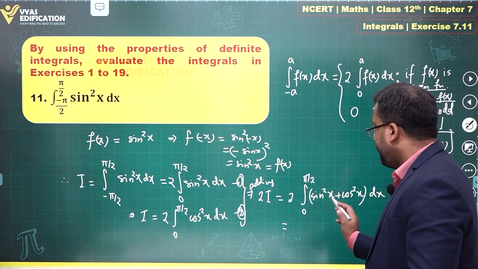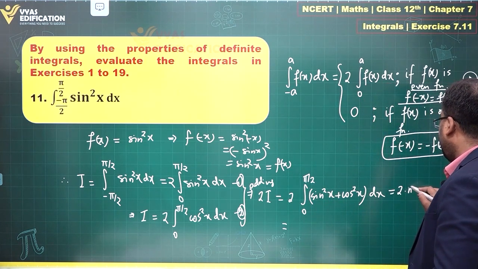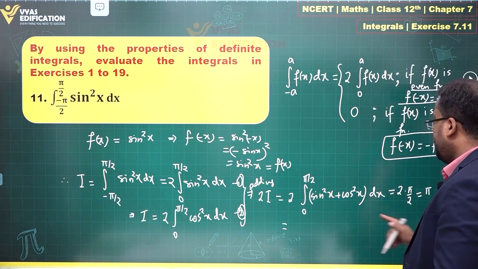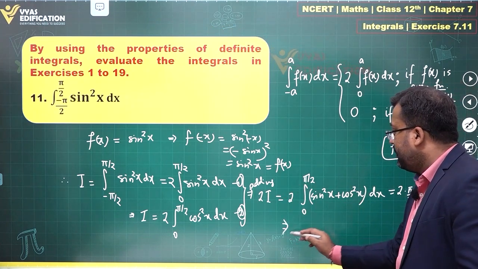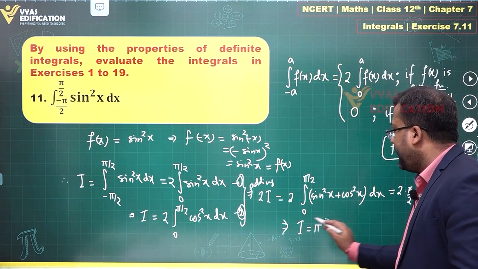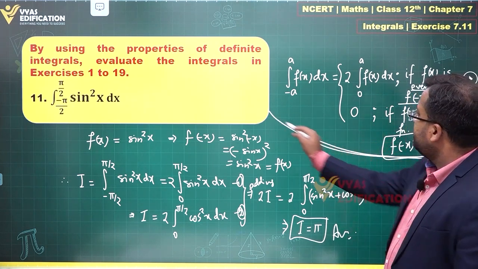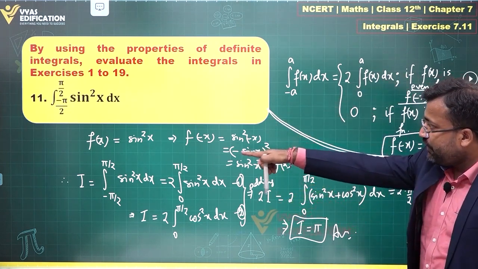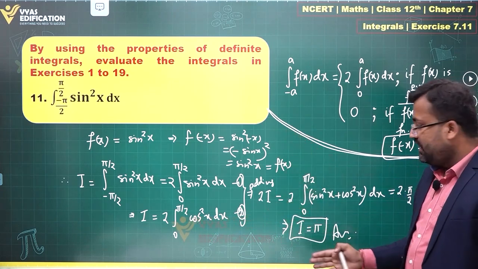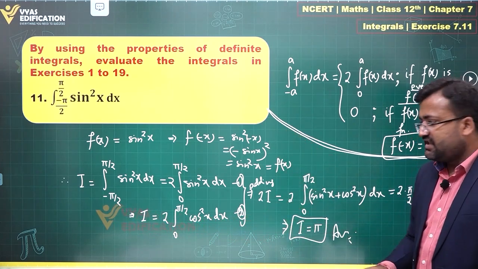This is 2 into pi by 2, which is simply pi. The value of 2I is pi, which implies I will be equal to pi. That is my required answer for this question. This is the property that we have used over here in the first step. Otherwise, rest everything is simple.